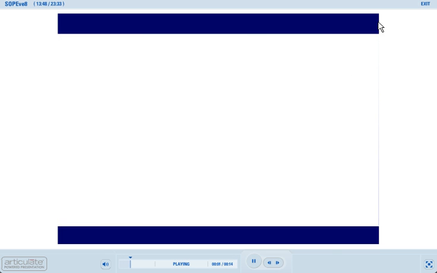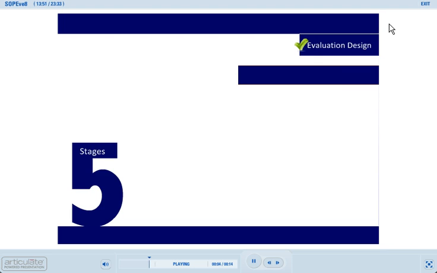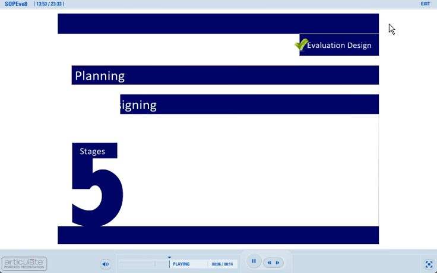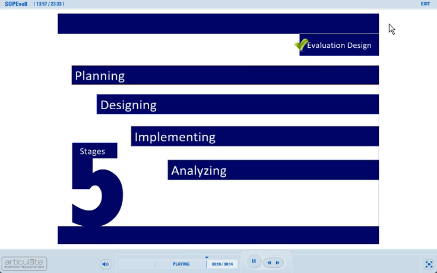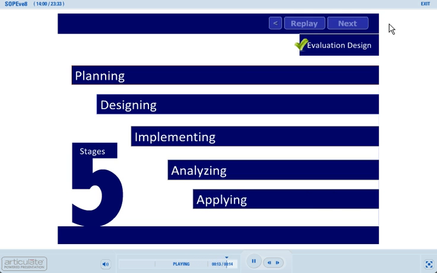The evaluation cycle consists of 5 stages: planning the evaluation, designing the evaluation, implementing the evaluation, analyzing the evaluation, and applying the results for decision-making.